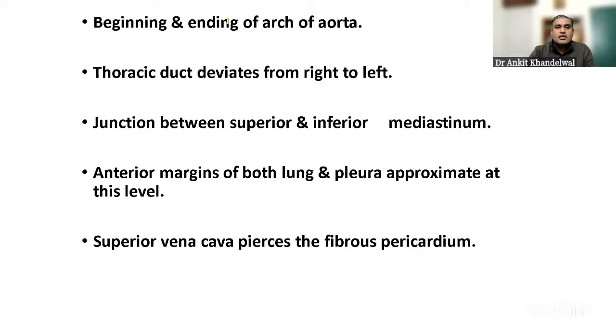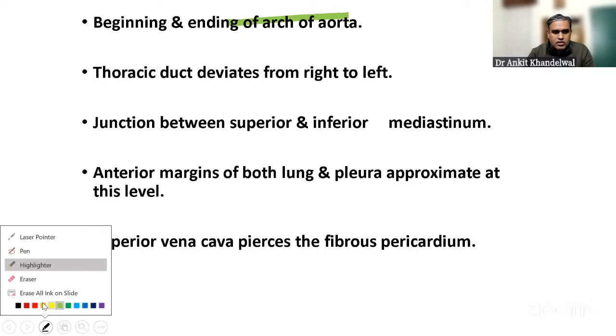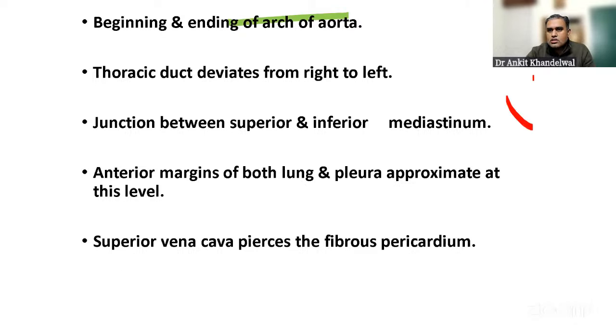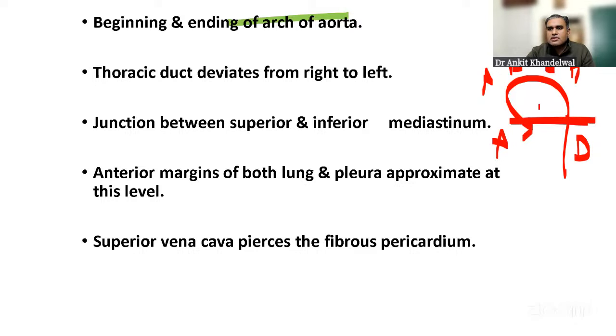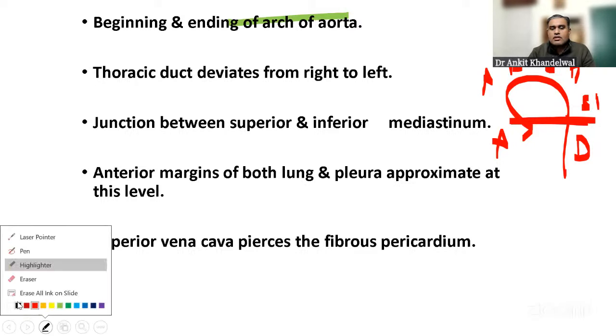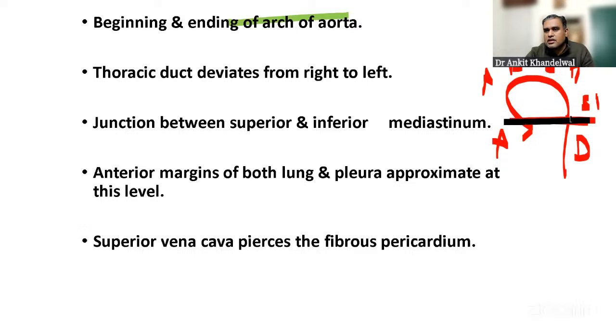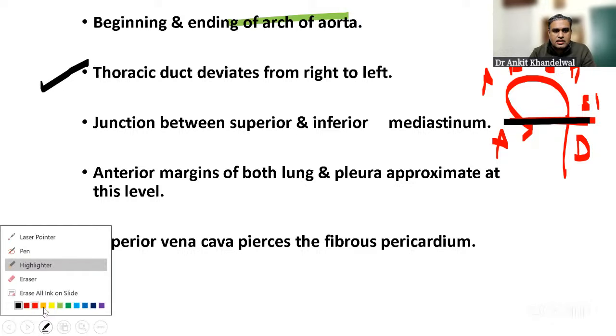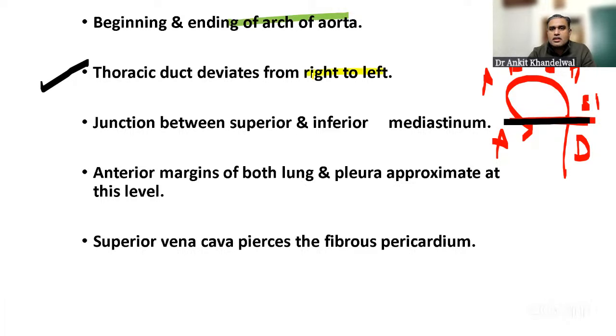Other importance: beginning and ending of the arch of the aorta. If we look at the arch of the aorta, it goes like this, right? This is the ascending aorta, and from here the descending aorta. This is the arch. So this arch lies at which level? This is the sternal angle level, this horizontal level over here. So the arch begins and ends here. The thoracic duct deviates from right to left. Remember that also. The thoracic duct is deviating from right to left at this level.